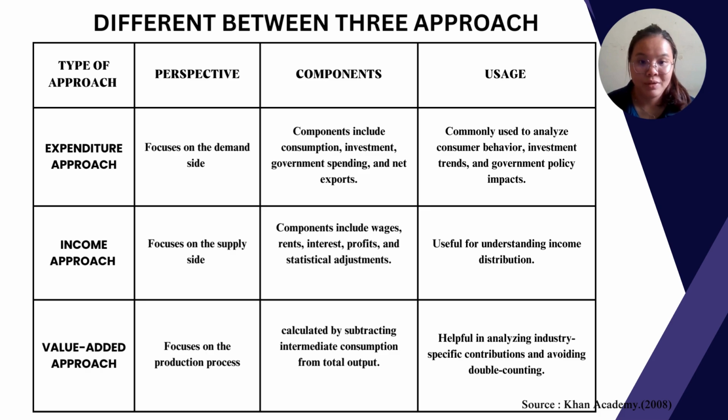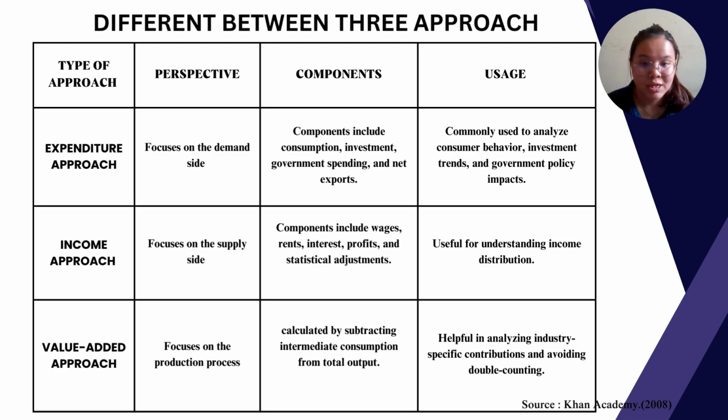For the components, the expenditure approach includes consumption, investment, government spending, and net exports. The income approach includes wages, rent, interest, profit, and statistical adjustment. The value-added approach is calculated by subtracting intermediate consumption from the total output.